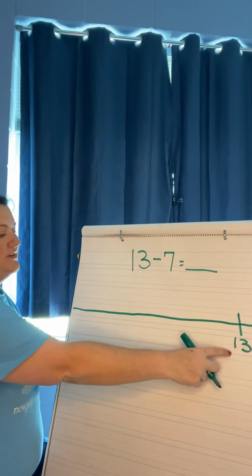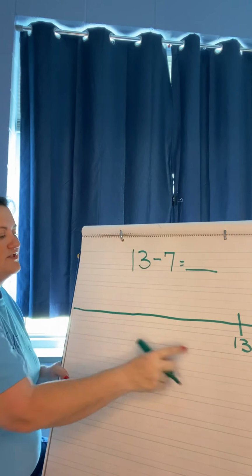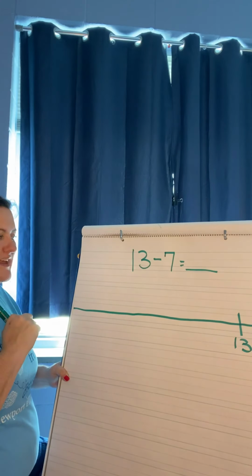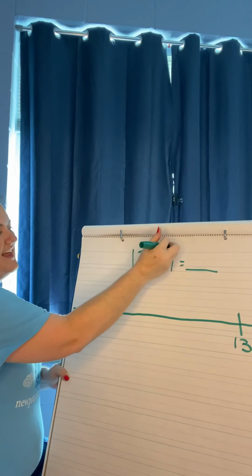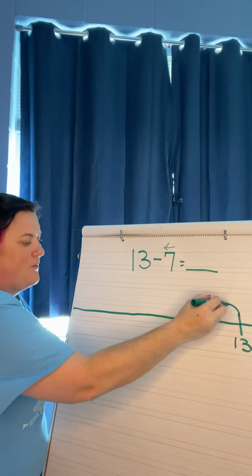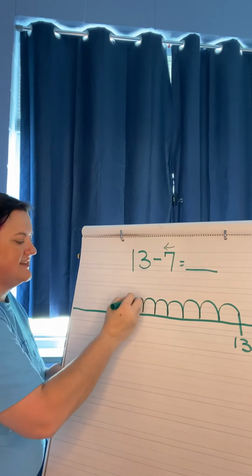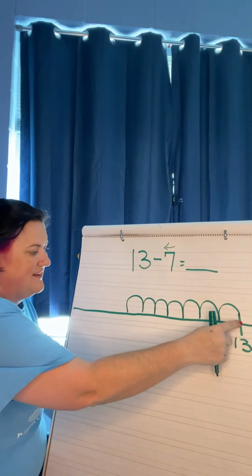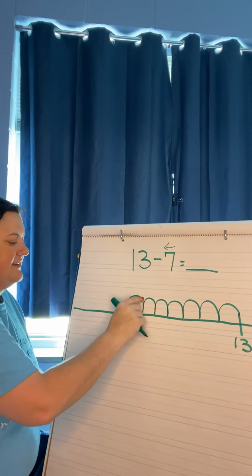Great job. Remember, we use the number 13 because that's our total, our larger number, our bigger number. So we wrote that down here. Now, how many hops backwards am I going to make? You should have said 7. I'm going to make 7 hops backwards. 1, 2, 3, 4, 5, 6, 7. Let's make sure we made 7 hops. 1, 2, 3, 4, 5, 6, 7.